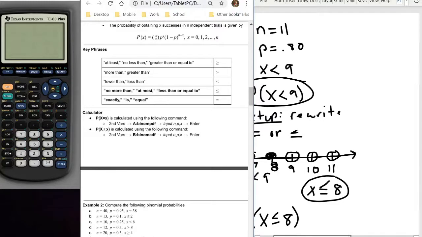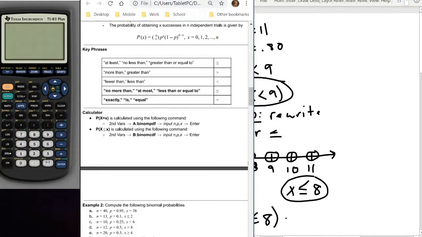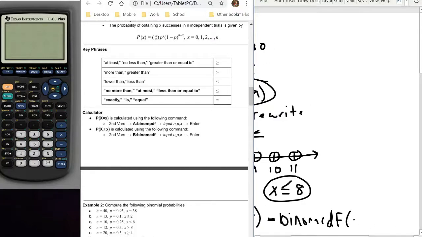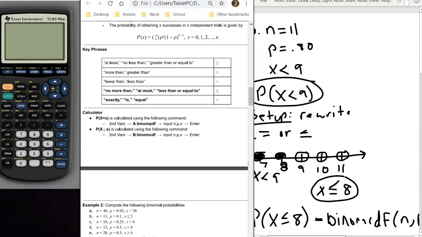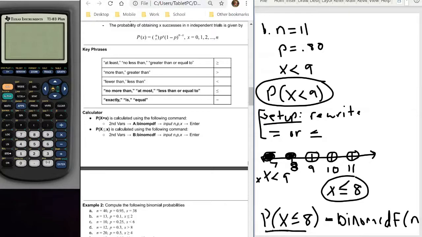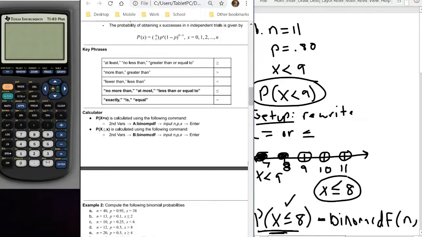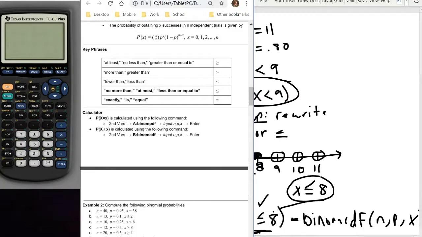So now in the calculator, we'll do the following. This time we'll use binom CDF. For the binom CDF, it also needs 3 entries: the number of trials, the probability of success, and the number of successes that we're interested in those trials. Now, when you have this set up, the probability of x being less than or equal to 8, this is a correct setup. So that 8 that you see in the probability statement, you'll bring it over here.